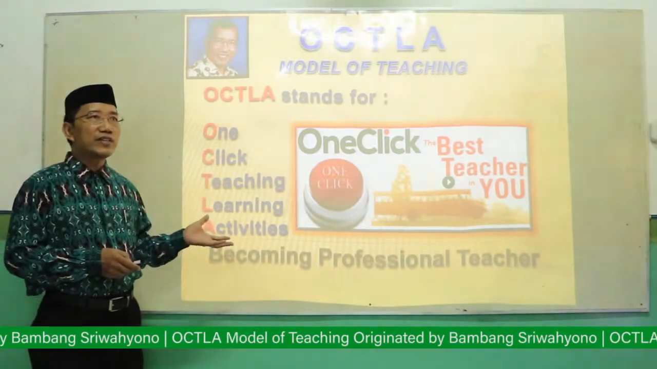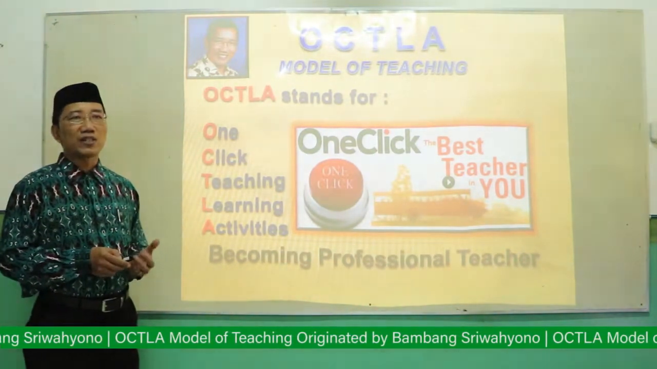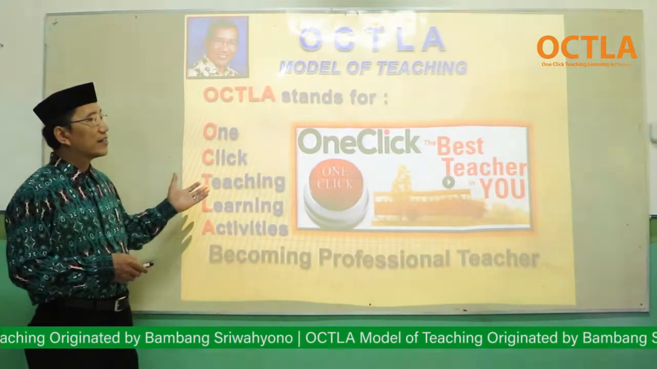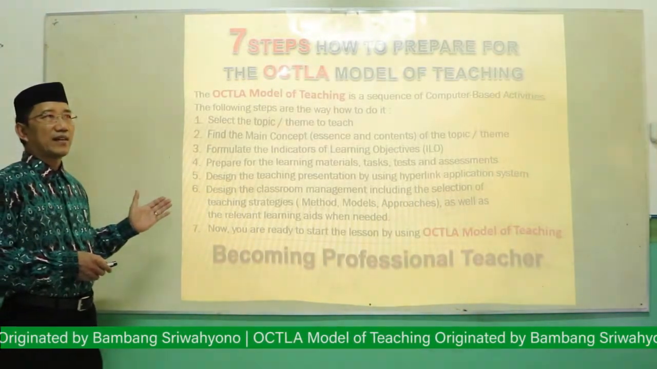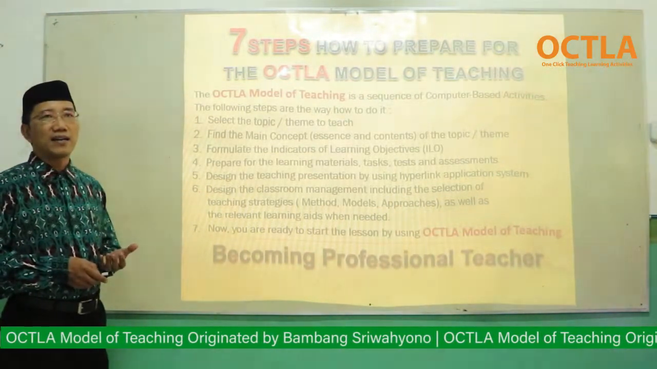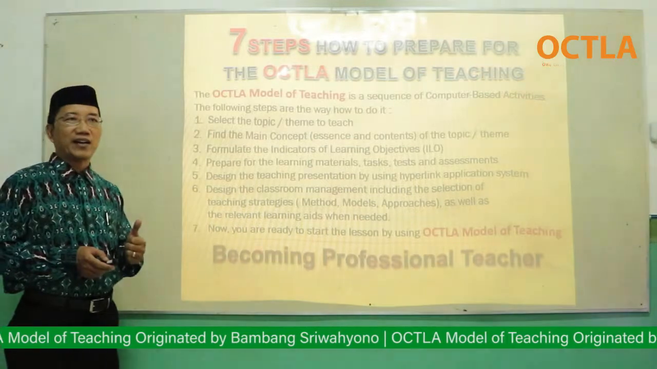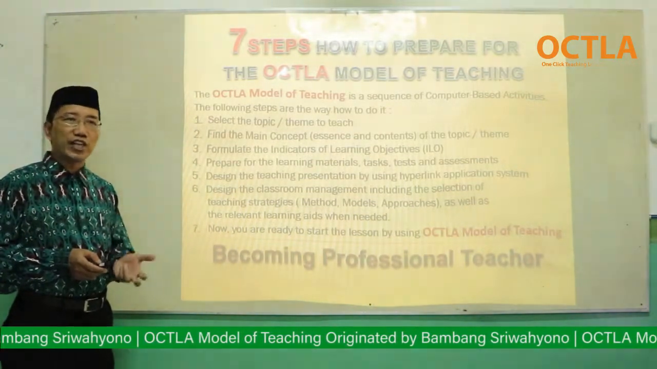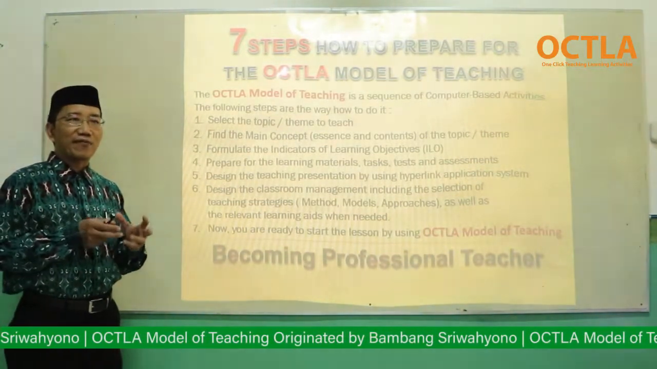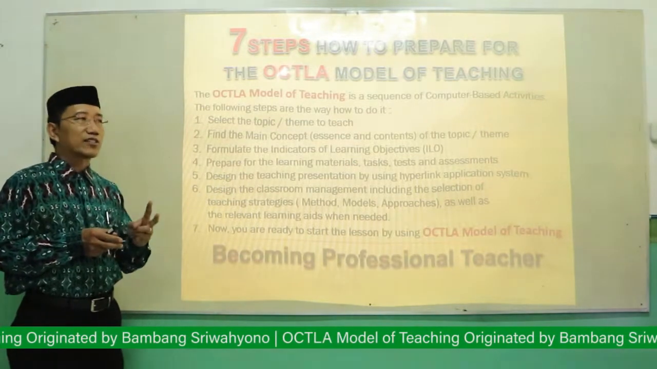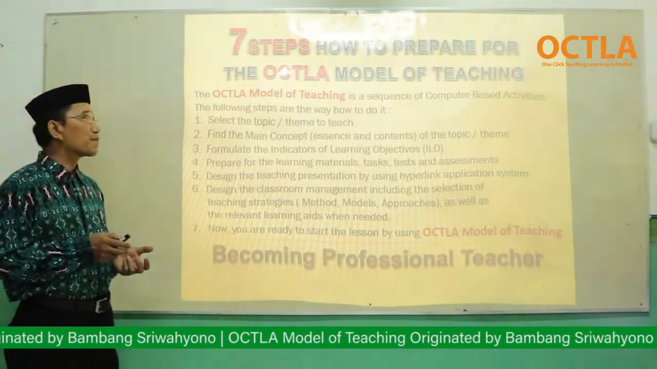So how do we apply the OCTLA model of teaching? Here are the steps. There are 6 steps to apply the OCTLA model of teaching. First of all, you have to select the topic or the theme that you want to teach. Secondly, you have to find the main concept. For the main concept, there must be two things: firstly, about the essence, and secondly, about the contents.